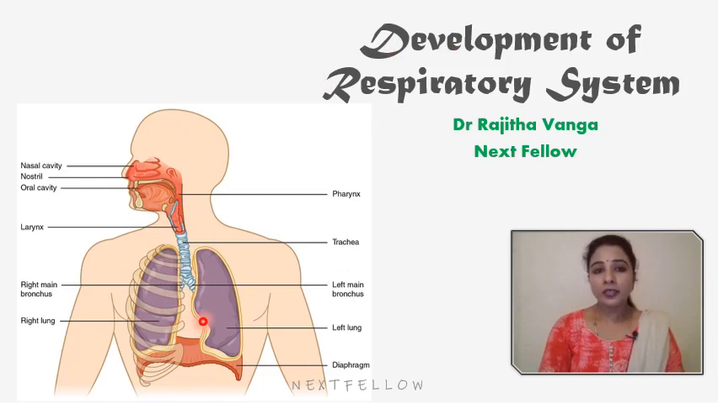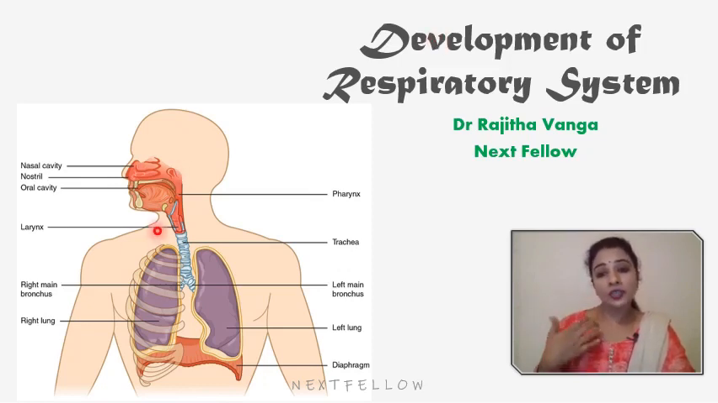Upper respiratory development, we usually discuss along with the pharyngeal arches and face. The nasal cavity develops along with the face. That is, the nasopharynx is derived from the nasal cavity and pharynx, which is from the pharyngeal arches, and the oropharynx is from the pharyngeal arches again. So that is about the upper respiratory tract.